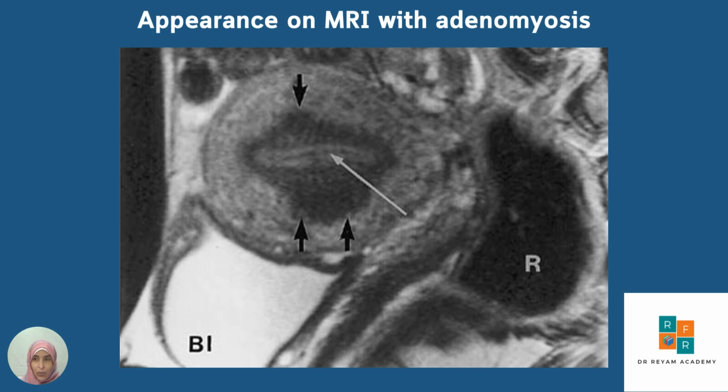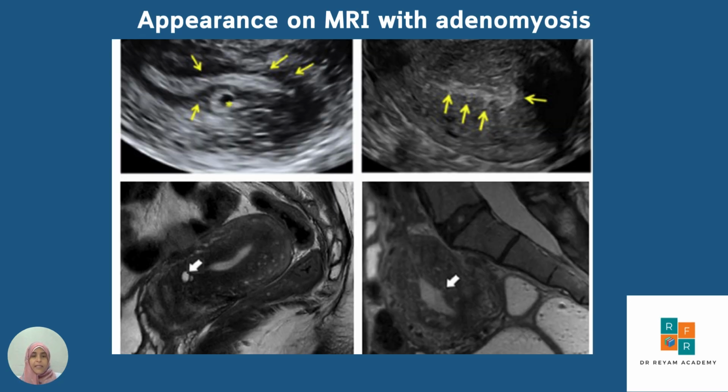This sagittal T2 MRI image shows a focal thickening of junctional zone, both ventrally and dorsally, and this is consistent with adenomyosis. Although the maximum thickness of junctional zone ventrally is less than 12 millimeter, the focal thickening of the lesion suggests adenomyosis. And here we can see the direct features of adenomyosis, which are myometrial cyst and subendometrial bands or lines, and the hyperechoic islands.